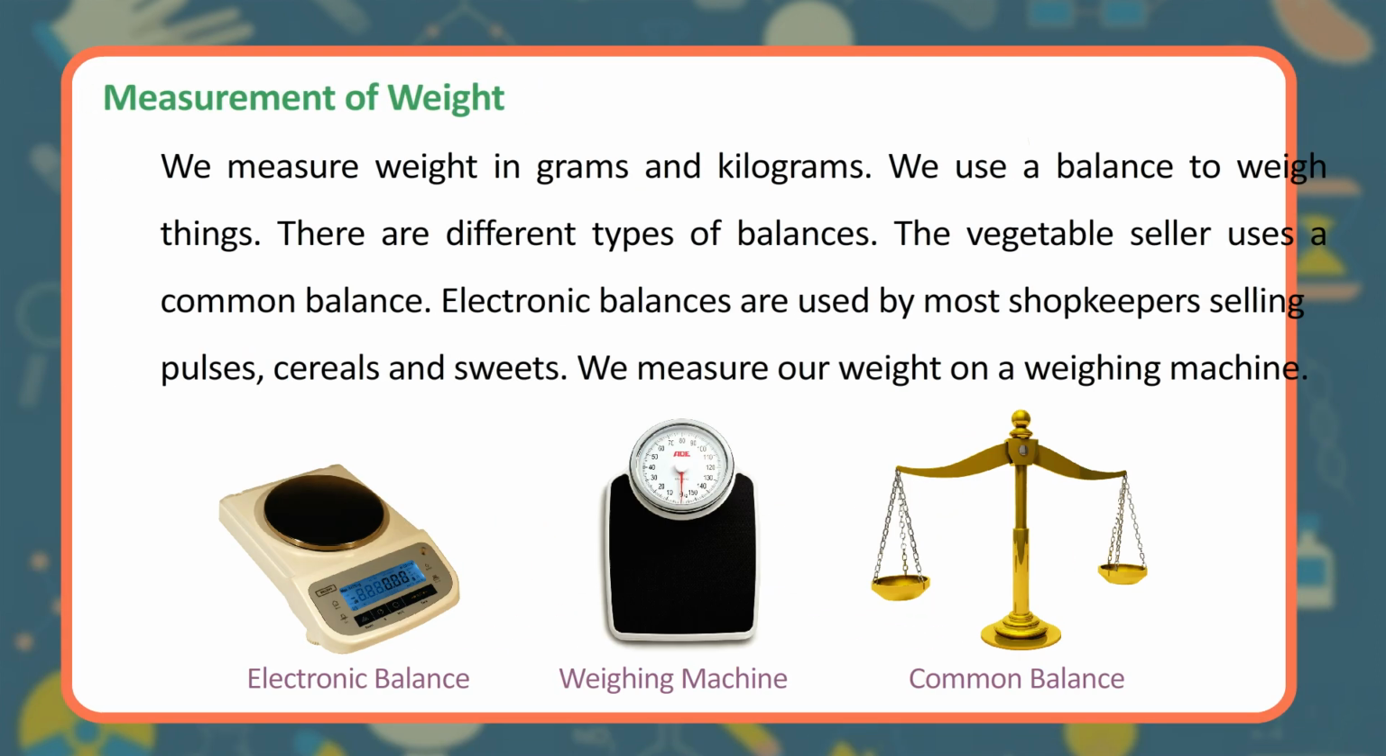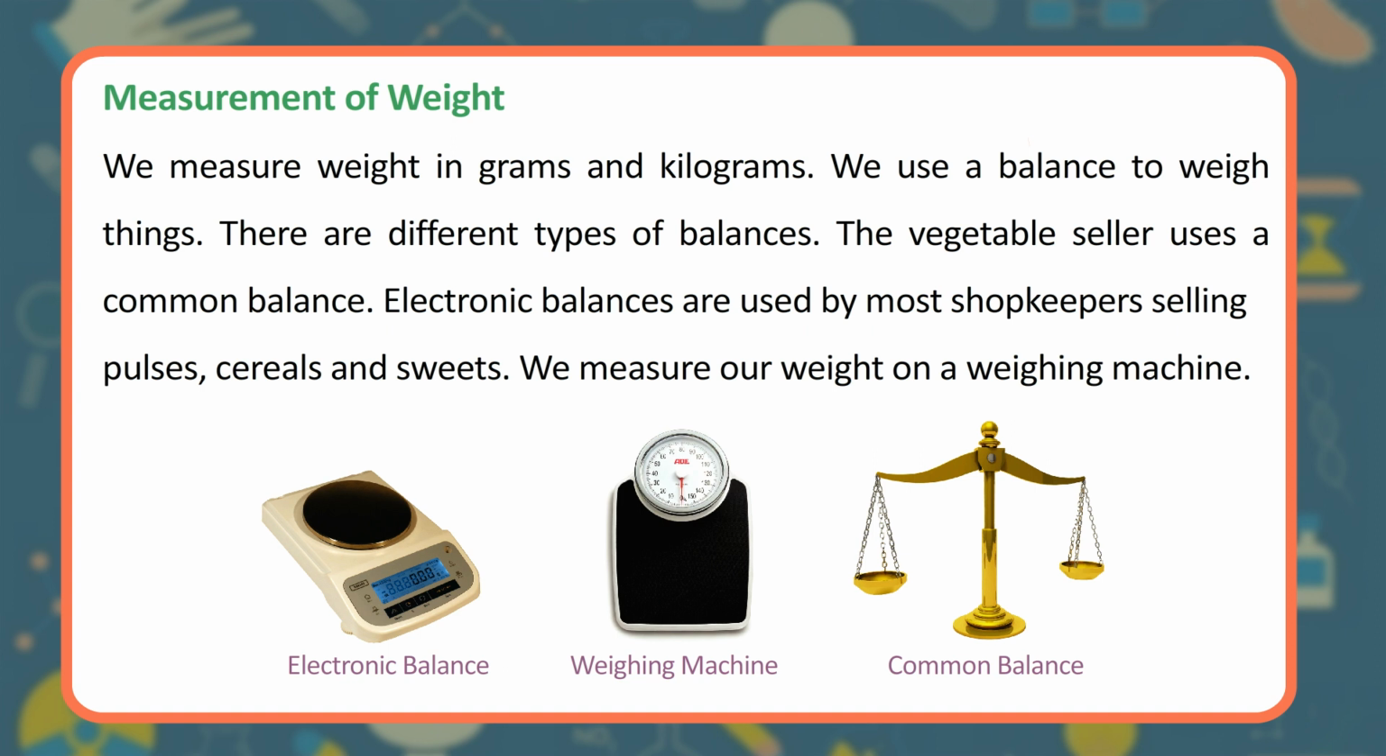Measurement of weight. We measure weight in grams and kilograms. We use a balance to weigh things. There are different types of balances. The common balance is a common type. Electronic balances are used by most shopkeepers selling pulses, cereals and sweets. We measure our weight on a weighing machine. Electronic balance, weighing machine, common balance.